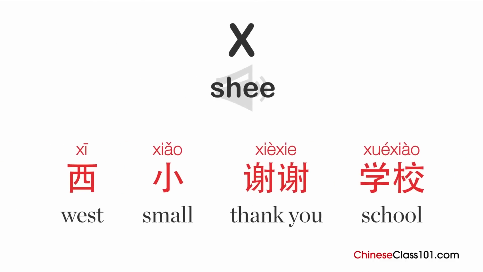Another initial sound that may be different from English or your mother tongue is X. It sounds like xi, but once again, your tongue is flat here. Xi, west, 小, small, 谢谢, thank you, and 学校, school.